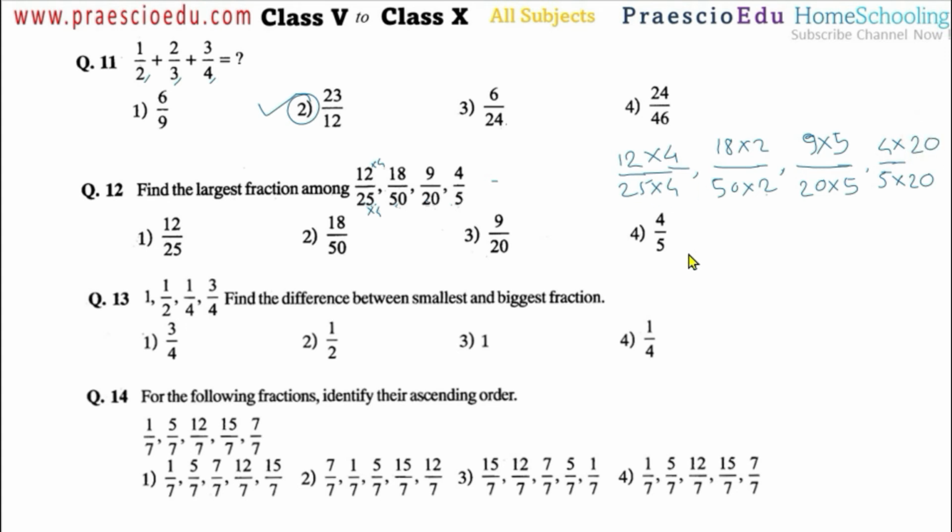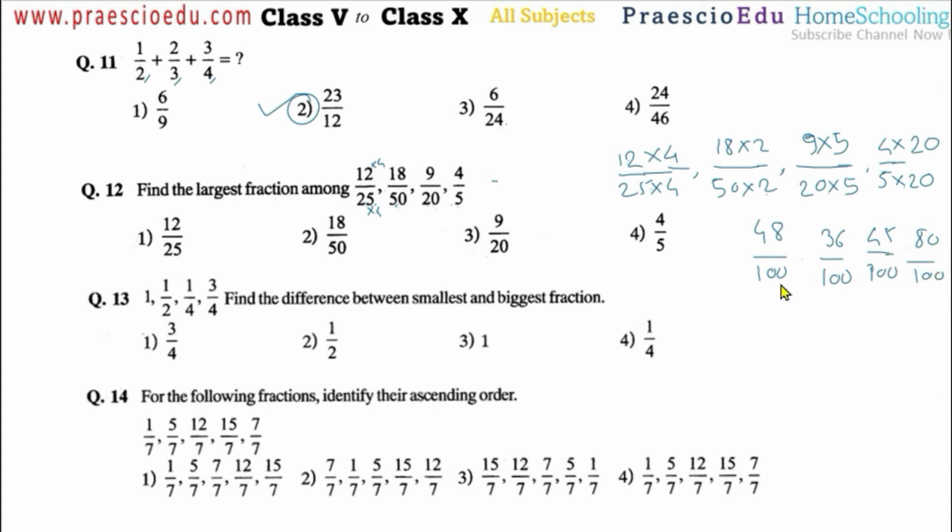Now all have the denominator as 100. This is 100, this is also 100, this is also 100, and this is also 100. So now only the numerators we have to find out. So 12 fours are 48 divided by 100, then 18 twos are 36 divided by 100, then 9 fives are 45 divided by 100, and then 4 multiplied by 20 means 80 divided by 100.